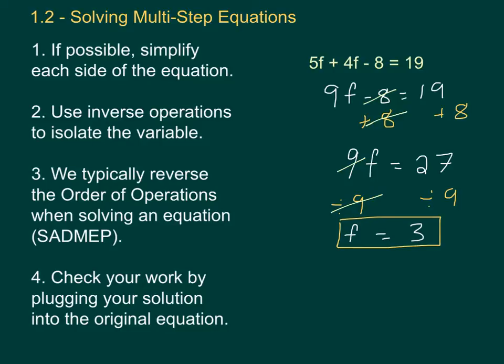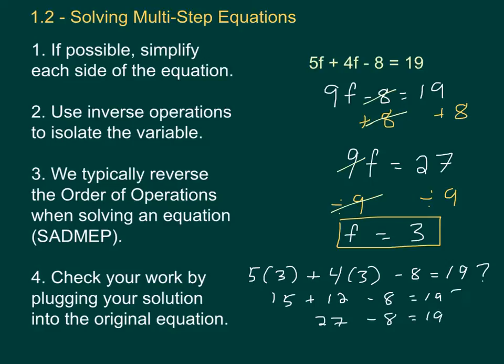Now we want to go back and we want to do step 4 just to make sure we're happy with what we've got. We want to check our work by plugging our solution into the original equation. So my original equation was 5f. Well, I want to make that 5, and then I'm going to plug in using parentheses. That's 3. Plus 4f means plus 4, and then in parentheses 3, minus 8. And we're hoping that this equals 19. I'm basically saying, is that true? And just do the math. Order of operations tells me to do 5 times 3 is 15, 4 times 3 is 12, minus 8, and hopefully again that equals 19. Going left to right with addition and subtraction, 15 plus 12 is 27.